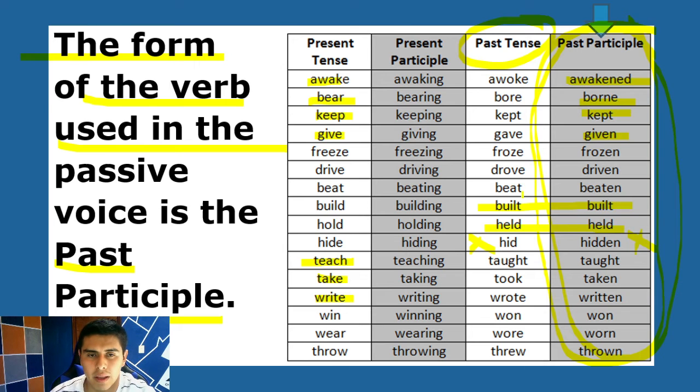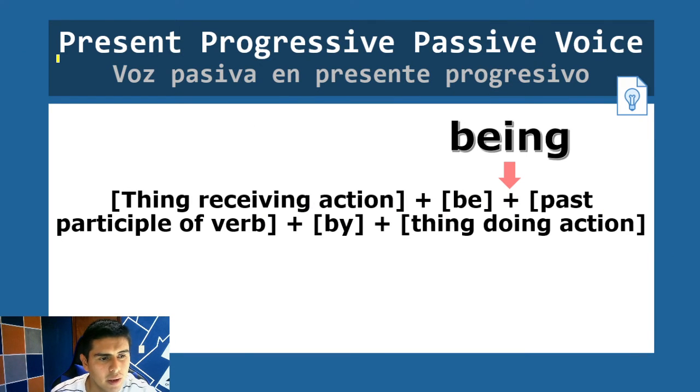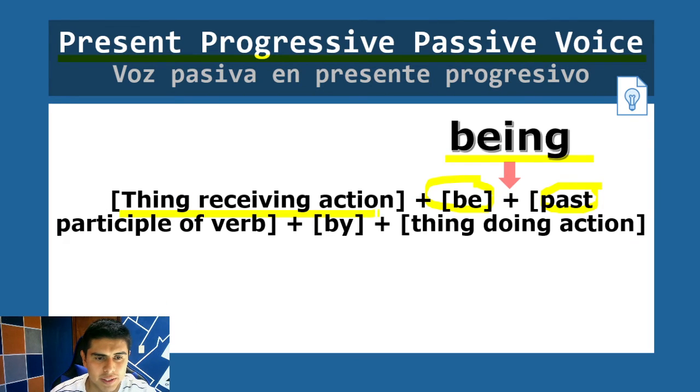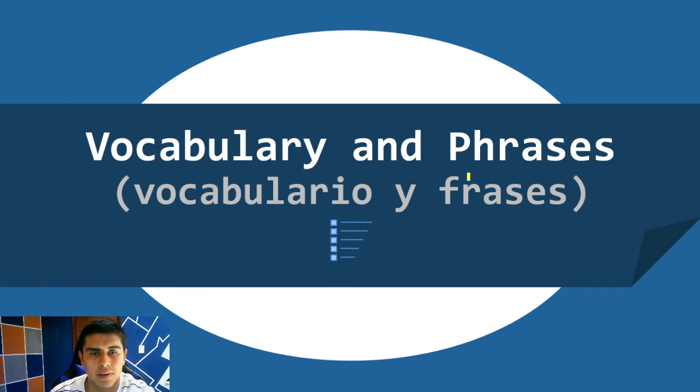Entonces hay que tener bien. And what about present progressive passive voice? Bueno, es exactamente lo mismo que con el presente simple, passive voice, pero aquí entre el verbo be y la forma del verbo en pasado participio vamos a agregar siempre la palabra being. Okay? So thing receiving the action plus be plus past participle of verb plus by plus thing doing the action.